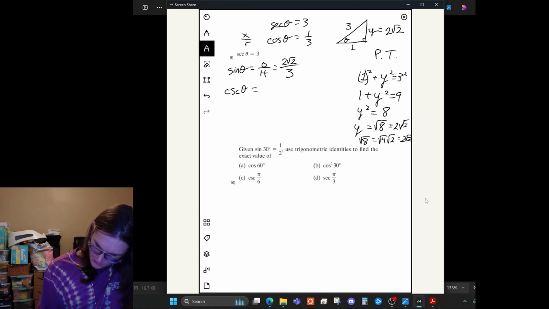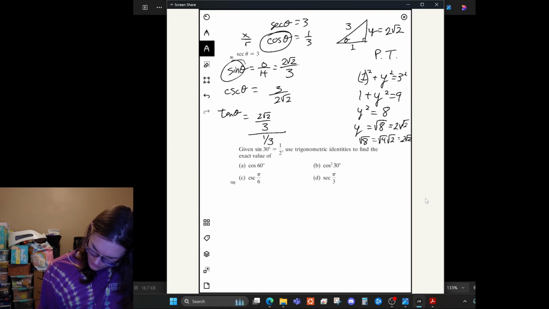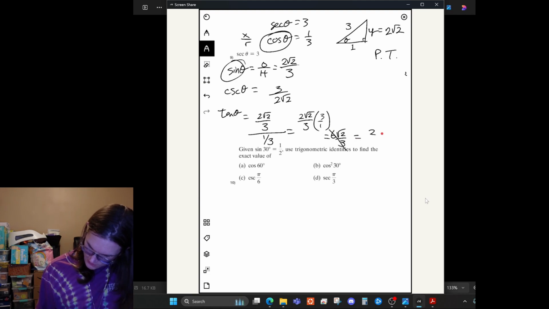Cosecant is this flipped upside down. Tangent is this over this. 2 root 2 over 3 over 1 over 3 equals 2 root 2 over 3 times 3 over 1, which equals 6 root 2 over 3, reduces to 2 root 2. Cotangent is going to be this flipped upside down.